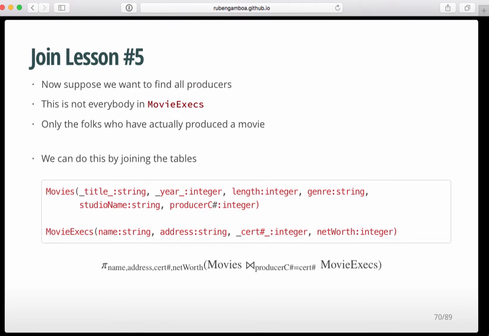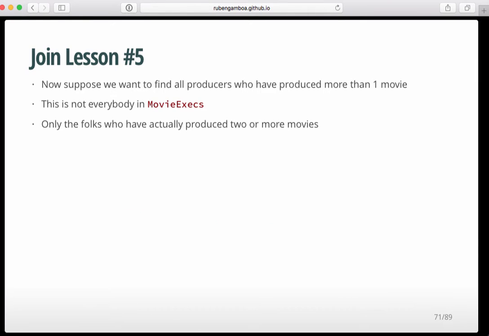Now, suppose we want to find all producers. You could just try to do a selection or a projection on MovieExec, but that wouldn't work, right? Because what we want is only the folks who have actually produced a movie. So here's what we'll do. We'll join those two tables, Movie and MovieExec, as before to get all of the movies and their producers, and then we'll project so that we only get the information about the producers. So right here, Movie and MovieExec are joined, and then we project on the producer name, address, certificate number, and net worth. Neat trick, huh? Make sure you know how to do that. Okay, let's try to find all the producers who have produced more than one movie.